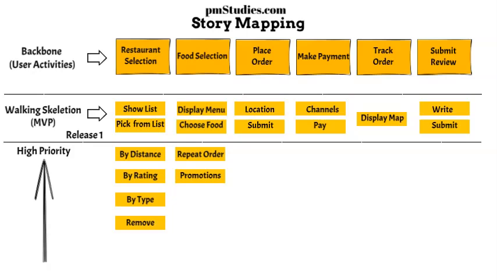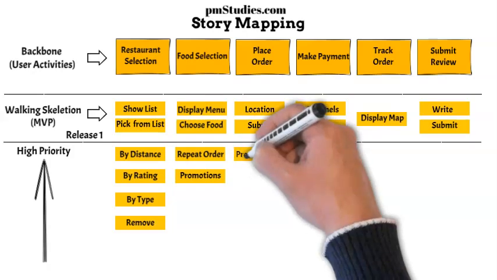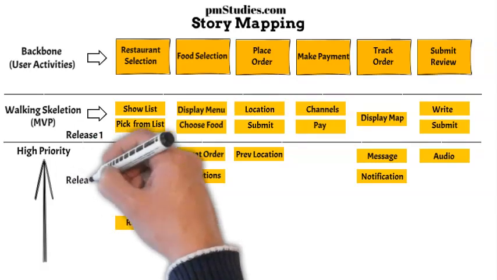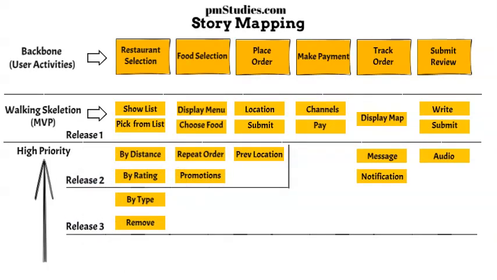For place order, option to choose a previous location. In track order, a function to send a text message to the delivery person and a notification when the food arrival is near. And finally, on submit review, a function to send an audio review. The new functionalities will be incrementally added through two new releases, Release 2 and Release 3.